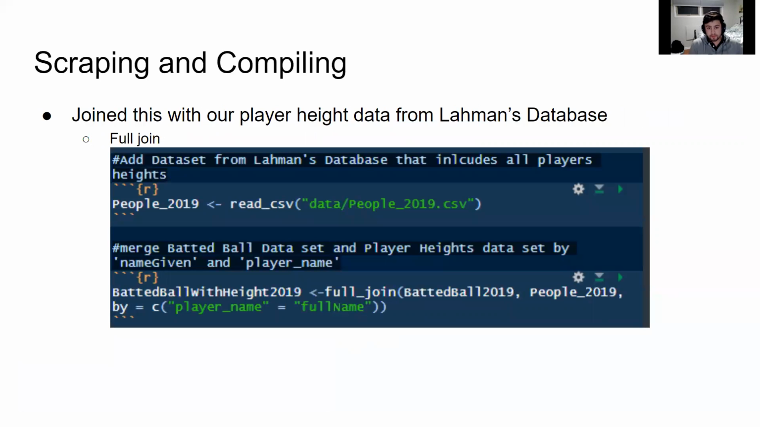Next, we decided to join this with our player height data from Lahman's database that we just talked about. We called this people_2019. We just read that CSV file, included with the additional tab for the player's full name. And then we were able to merge the data sets using a full join. So as you can see in the bottom screenshot, we named this Batted Ball with height 2019. And that's just a full join with both data sets by player_name, which is used in the data set we created, and full name, which is from Lahman's database.